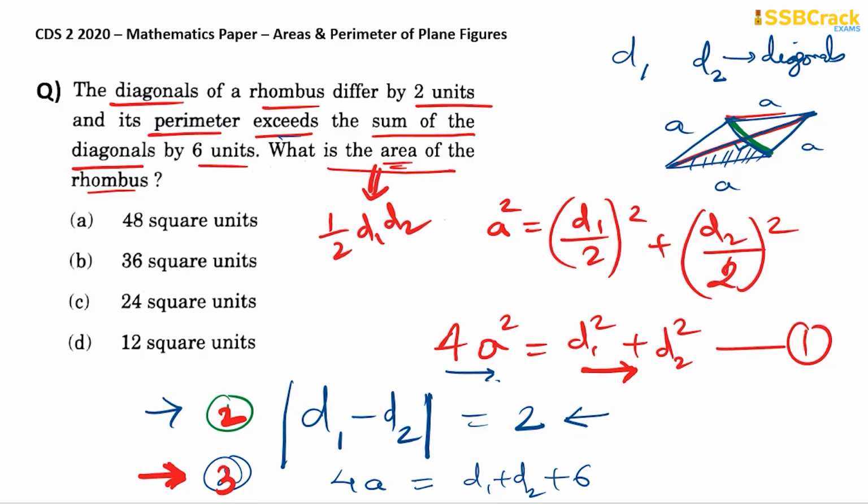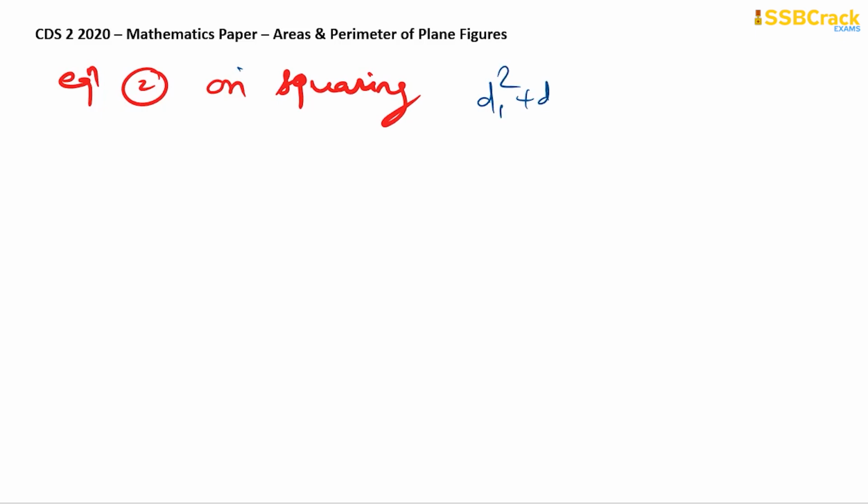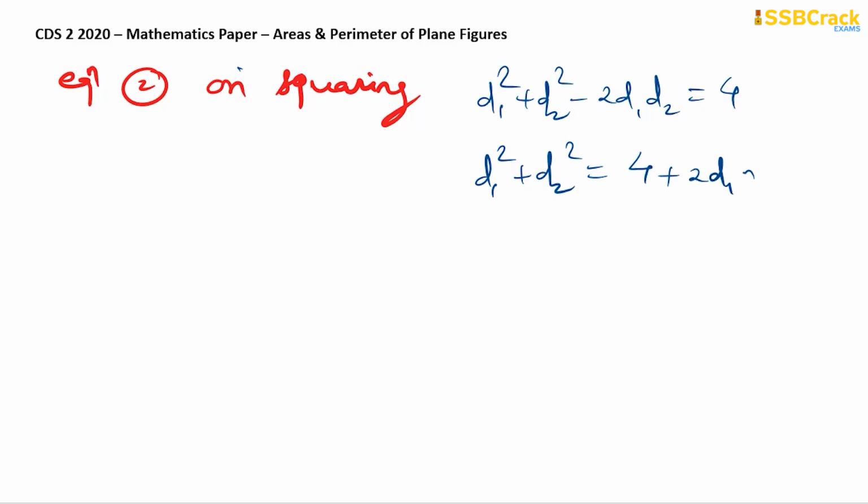So we move on to the next line, and first of all we square equation 2 on both sides. On squaring equation 2, it will reduce to d1 square plus d2 square minus 2 d1 d2 equals 4, which can be further written as d1 square plus d2 square equals 4 plus 2 d1 d2. And here we already know this value.